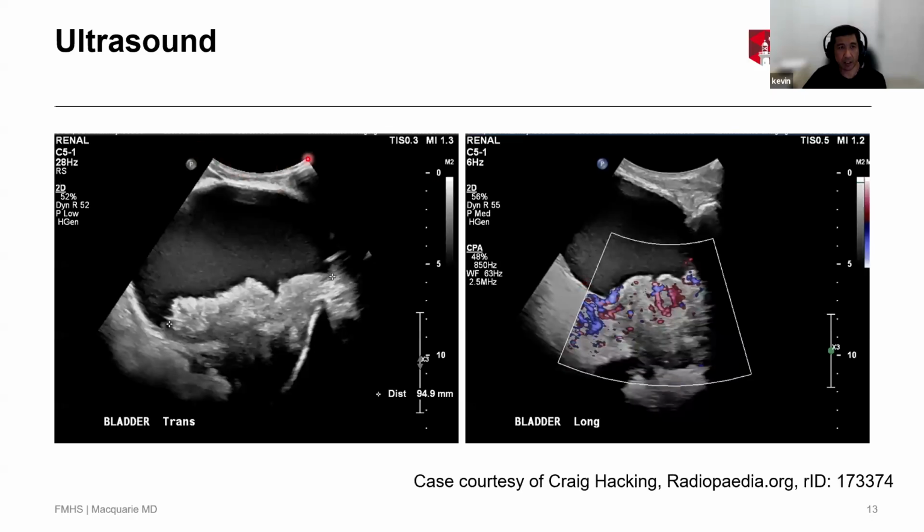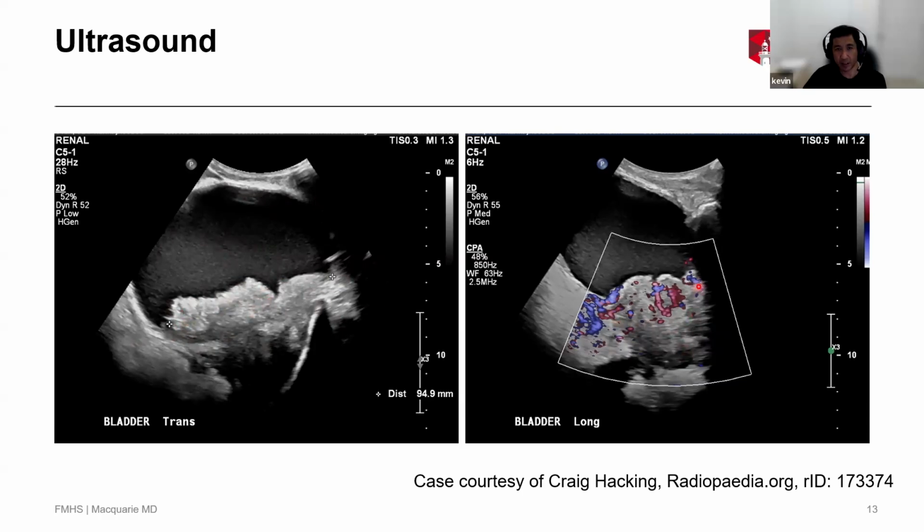So this is where the transducer is. This is the bladder. So urine is dark because it doesn't reflect the sound waves. It's a good acoustic window, and the bladder should look quite elliptical, but you can see here there is this irregular lesion projecting into the bladder. So the black is urine, and this is a mass or tumor rising from the bladder.